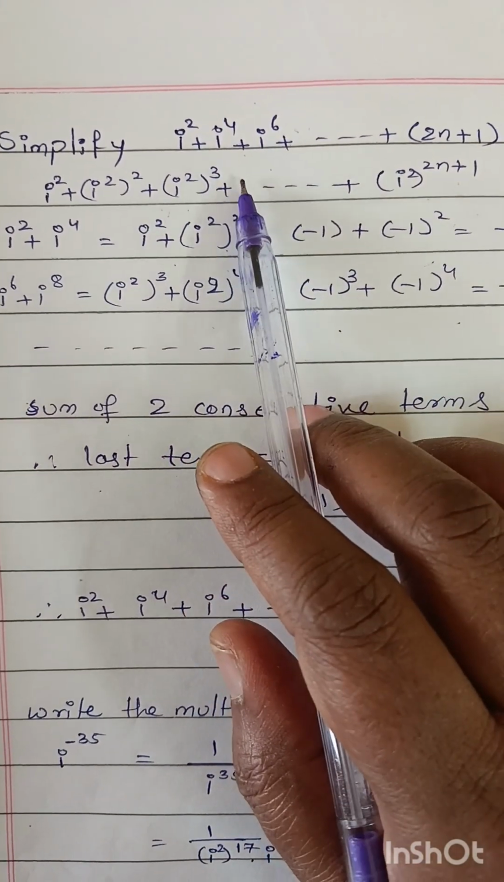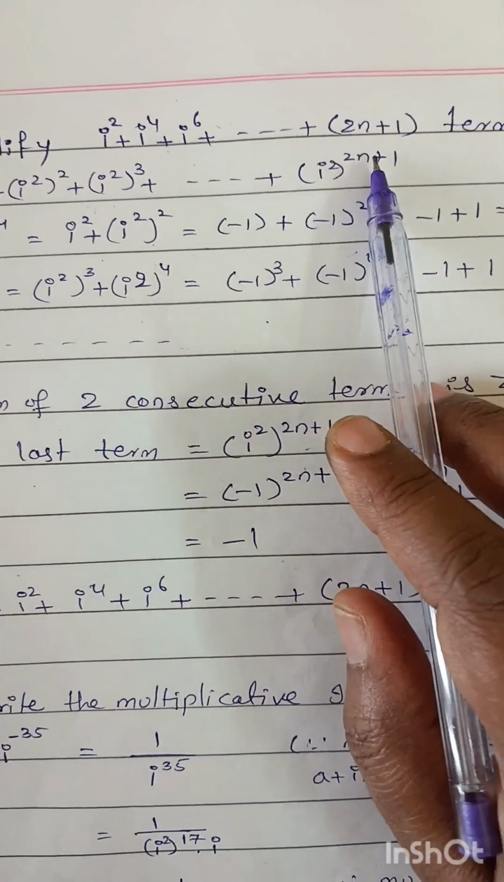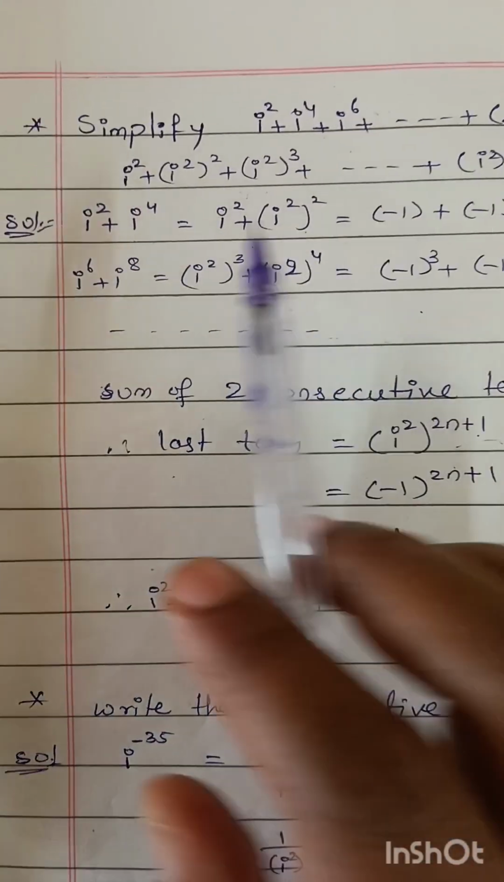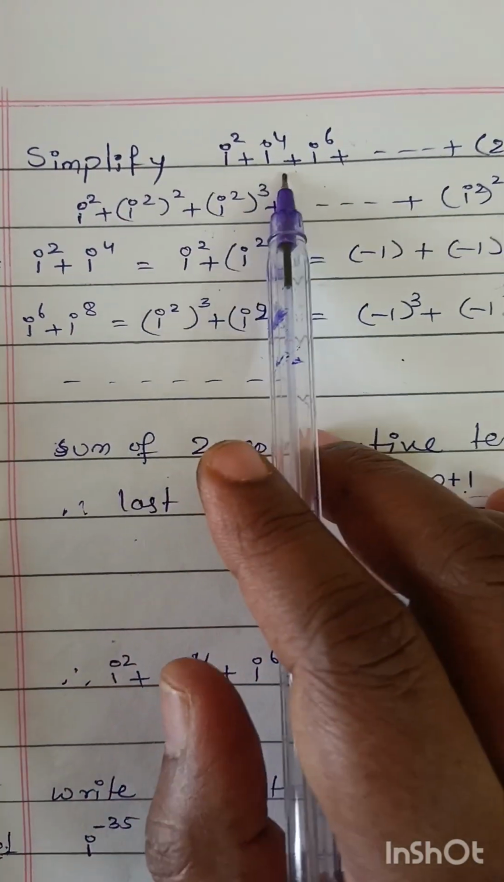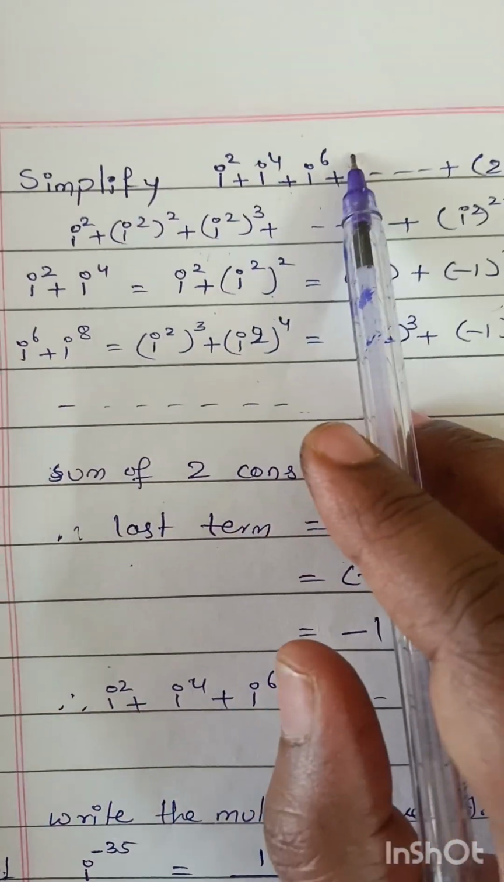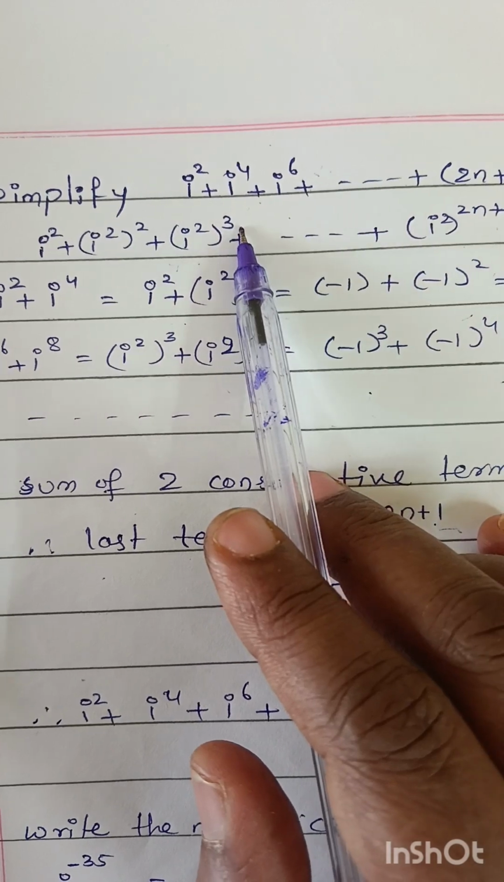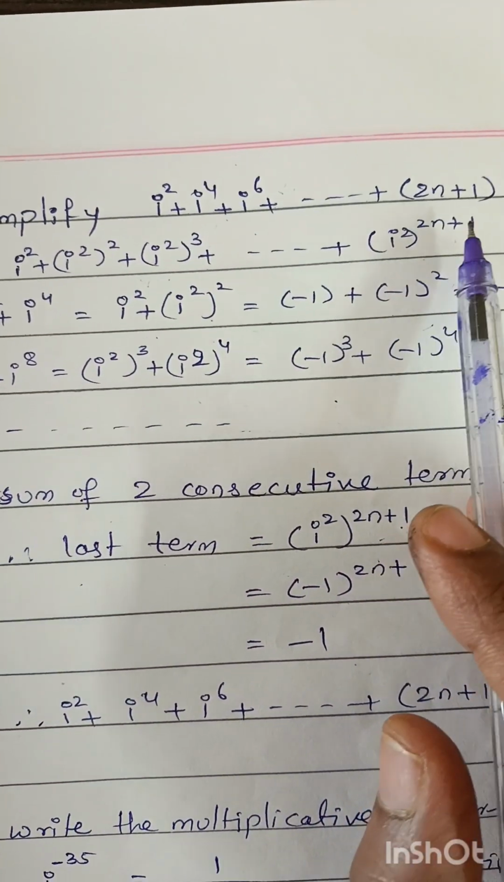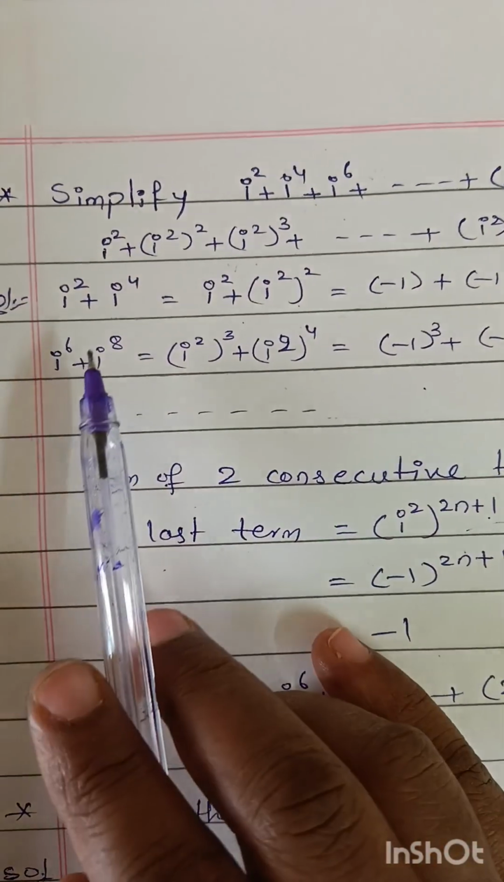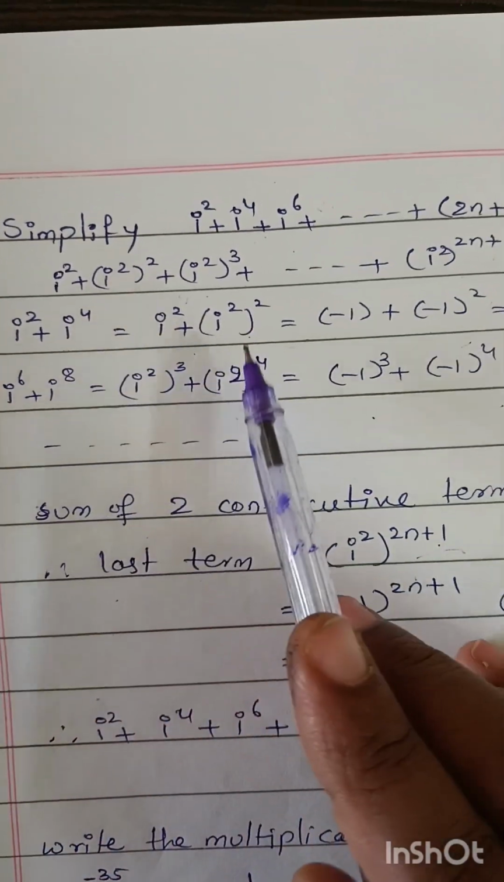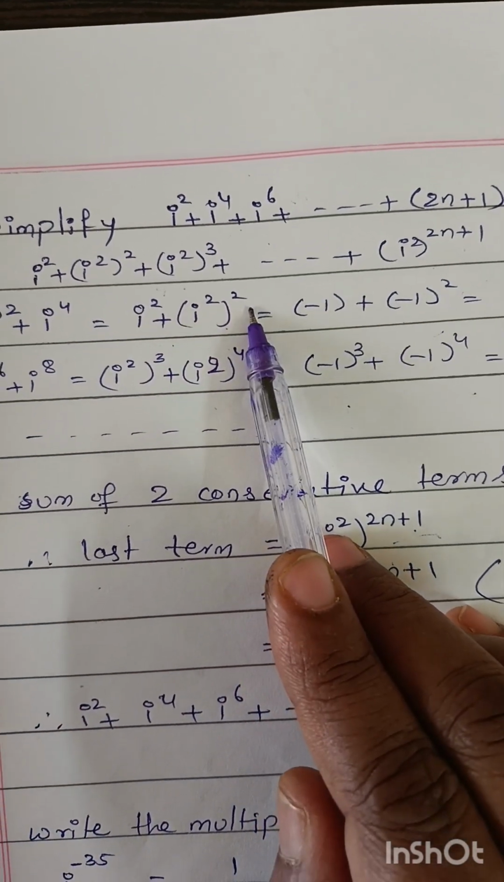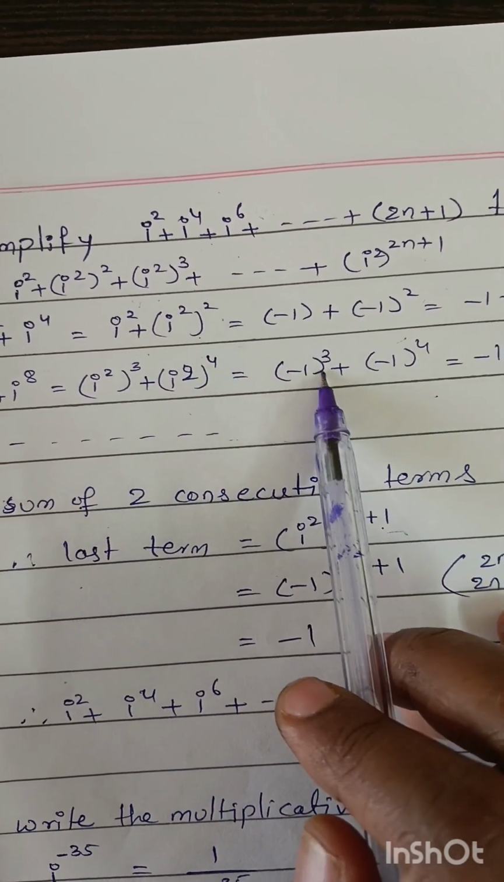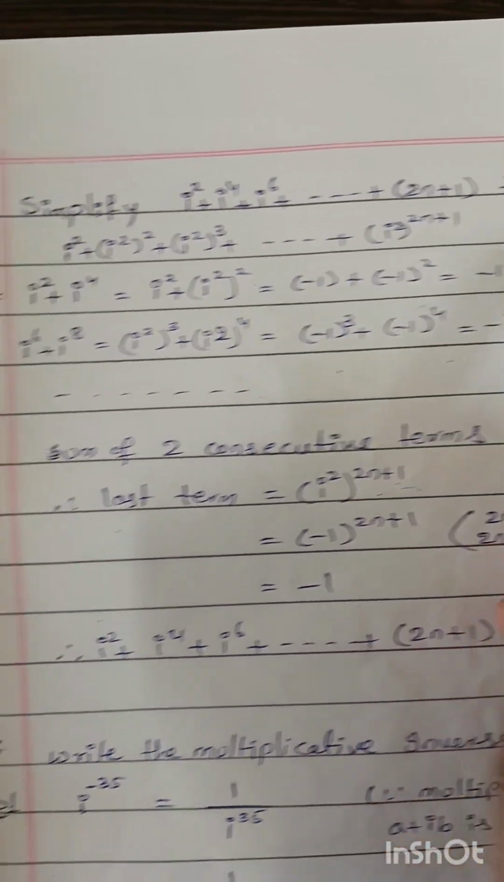Simplify i square plus i power 4 plus i power 6 plus so on, up to 2n plus 1 terms. So i square plus i power 4 can be written as i square plus i square whole square, and i power 6 can be written as i square whole power 3, plus and so on, i square power 2n plus 1. Here i square equal to minus 1. So minus 1 plus 1 equal to 0.